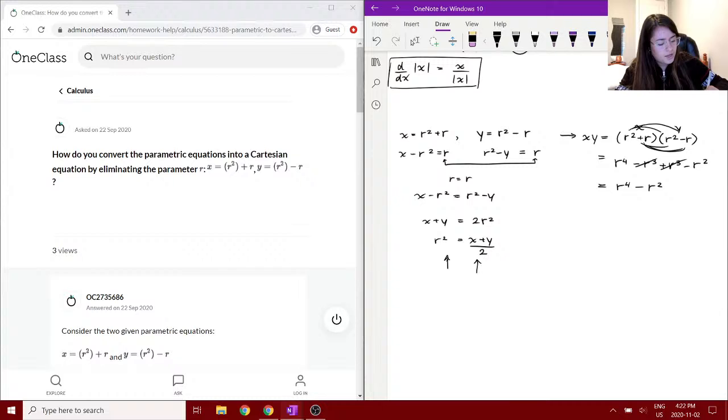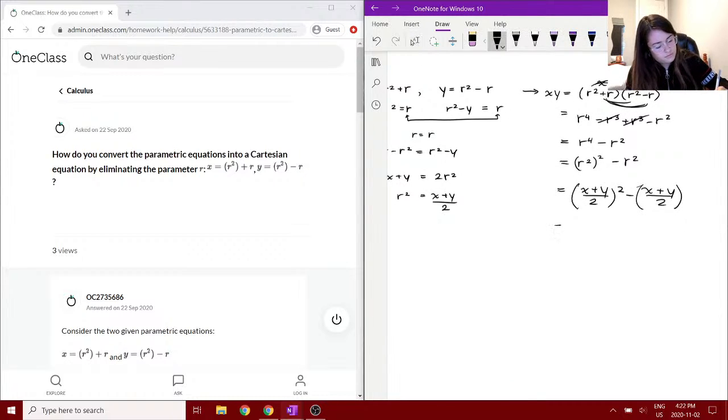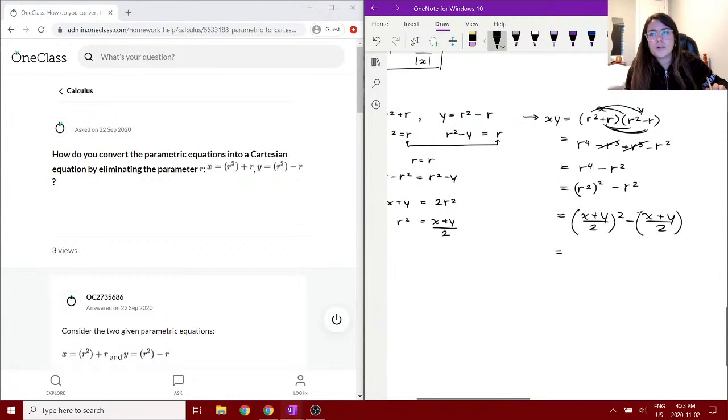Okay, so since we already found out what r squared is with x and y, we can rewrite this as r squared to the power of 2, which is, as we know, the same thing as r to the power of 4. And then that way we can sub in r squared with what we found out before here. So that's x plus y divided by 2 squared minus x plus y over 2. I hope I'm not cutting too much off here.